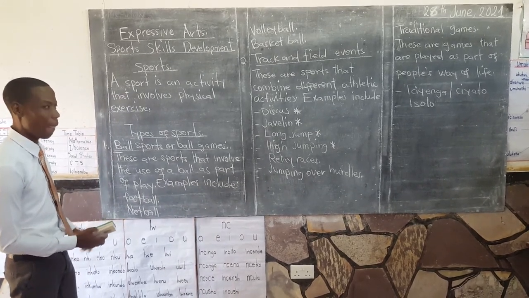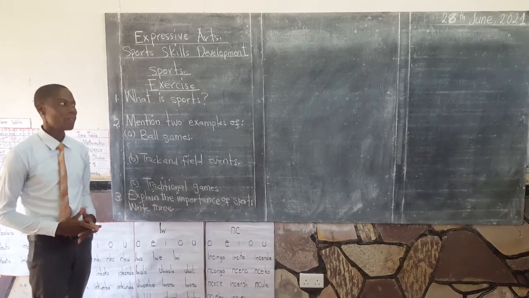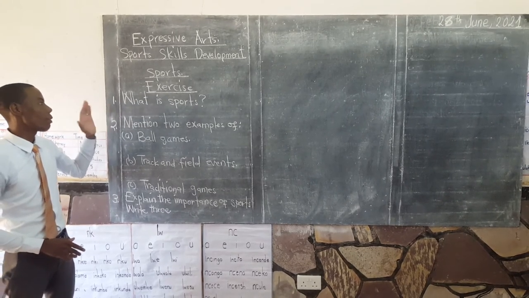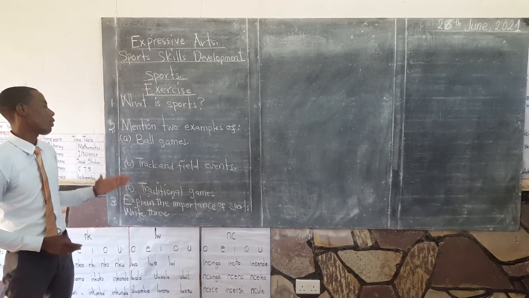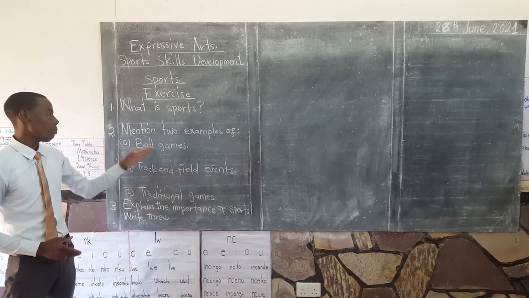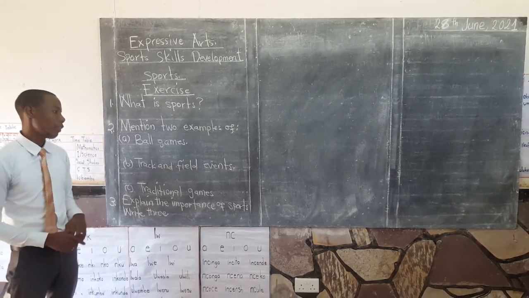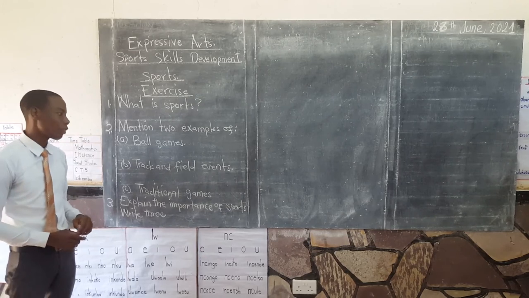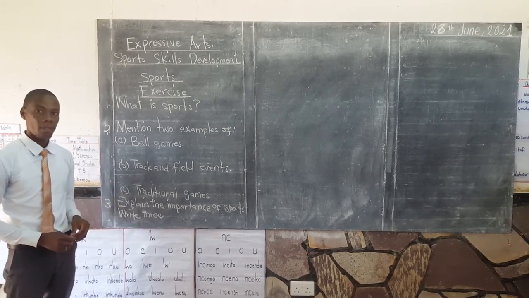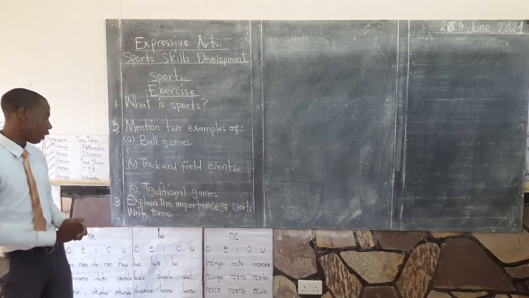Exercise. As I mentioned earlier, here is the short activity for you to do. The first question says, what is sports? Two, mention two examples of ball games. B, track and field events: write two examples of track and field events. Then C, traditional games: you as well write two examples of traditional games.